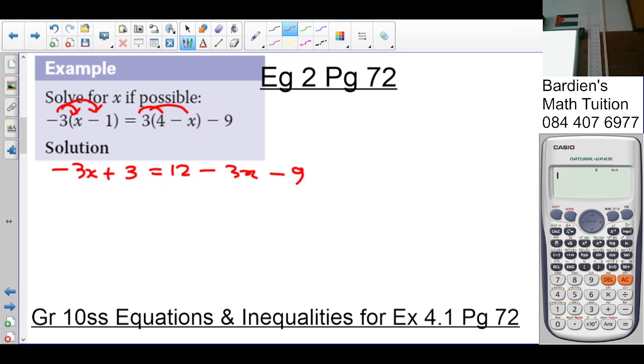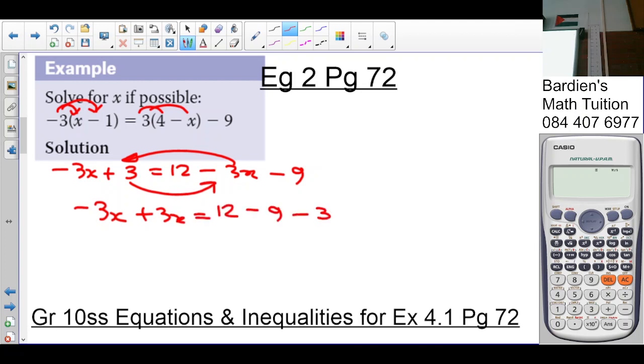What do I do now? X is one side, numbers on the other side. So that goes on that side, number on that side. So negative 3x plus 3x is equal to 12 minus 9 minus 3. So minus 3x plus 3x is 0x, which is 0, equals 0 here. Not so. You all agree with this?